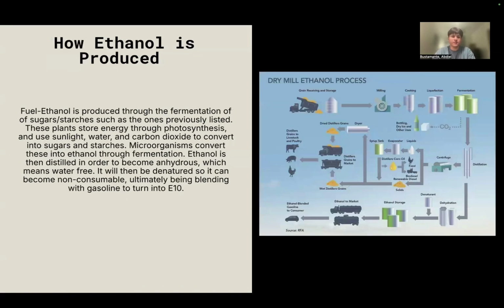How ethanol is produced. Fuel ethanol is produced through the fermentation of sugars/starches, such as the ones previously listed. These plants store energy through photosynthesis and use sunlight, water, and carbon dioxide to convert into sugars and starches. Microorganisms convert these into ethanol through fermentation. Ethanol is then distilled in order to become anhydrous, which means water-free. It will then be denatured so it can become non-consumable, ultimately being blended with gasoline to turn into E10.